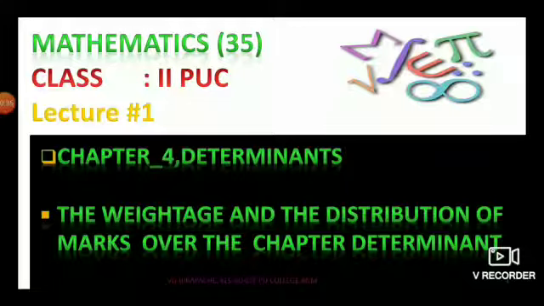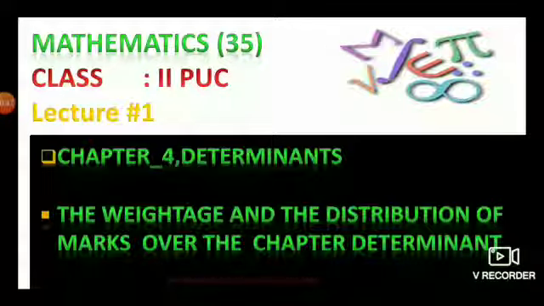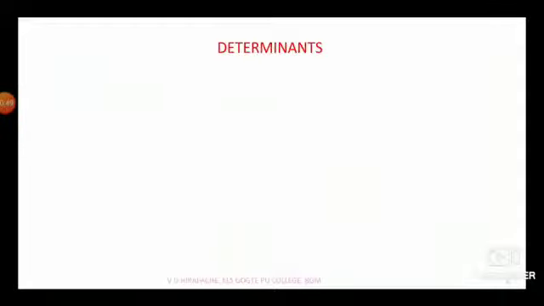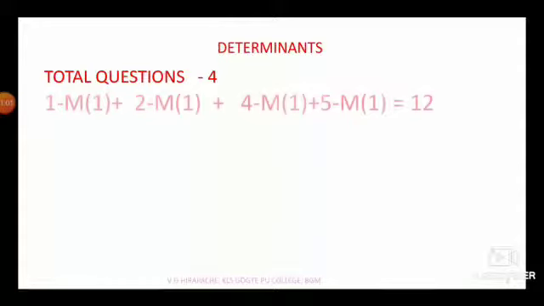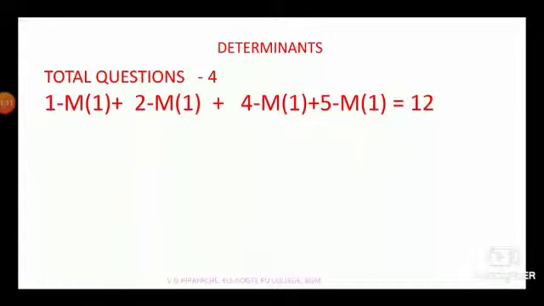Before I start with this chapter, let you know the weightage and the distribution of marks for the chapter determinants. Chapter determinant, total 4 questions are given in the question paper: 1 mark 1 question, 2 mark 1 question, 4 mark 1 question, 5 mark 1 question. In total, 12 marks are given on the topic determinant.